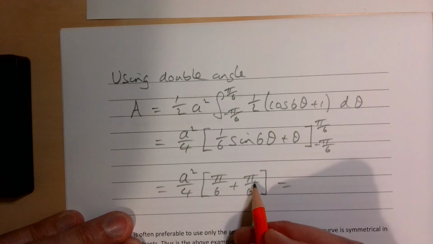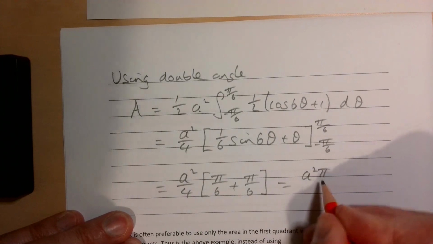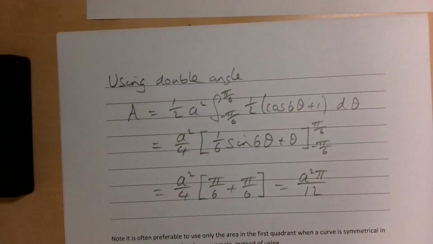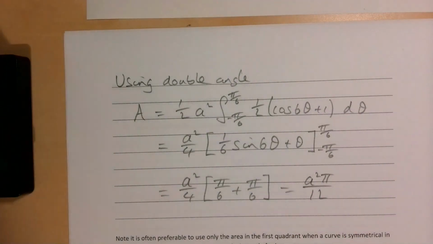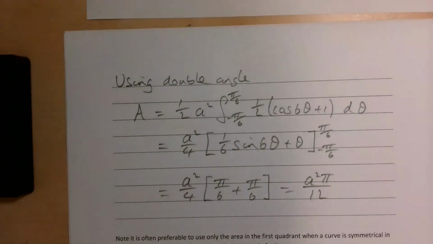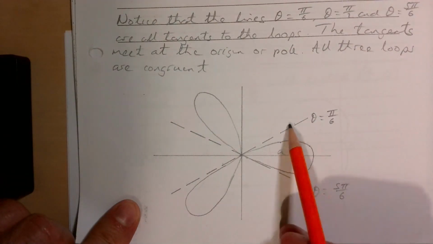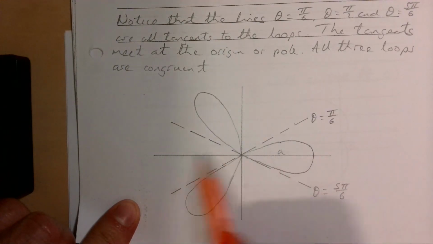Pi over 6 plus pi over 6 should be 2 pi over 6, or if you want, pi over 3. So I just end up with a squared pi over 12. So the area of one loop is a squared pi over 12. Incidentally, it's worth mentioning now, you could of course have integrated in between 0 and pi over 6 and then multiplied your answer by 2 at the end. That's also going to work, because there's a line of symmetry there.